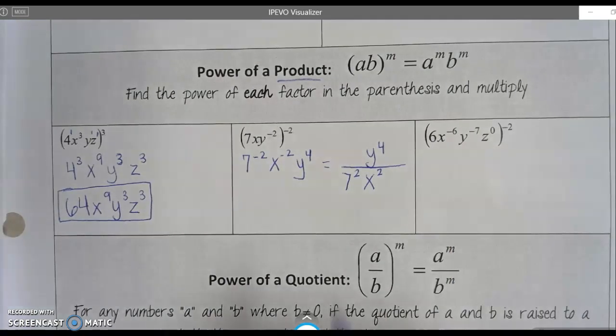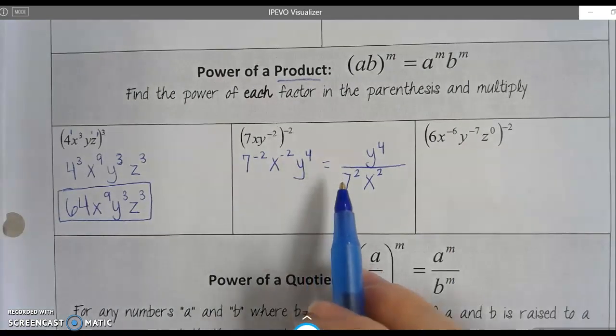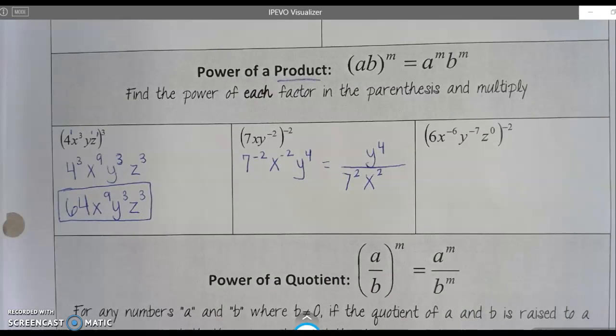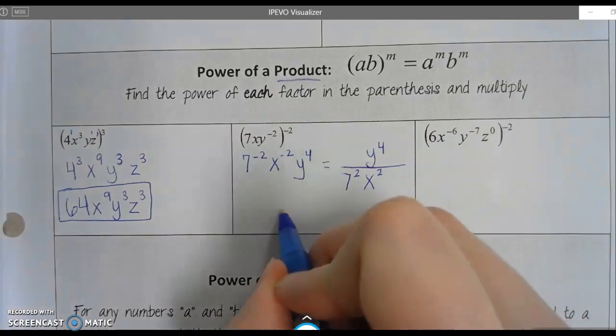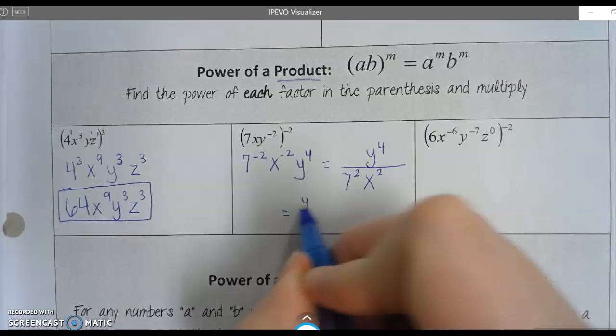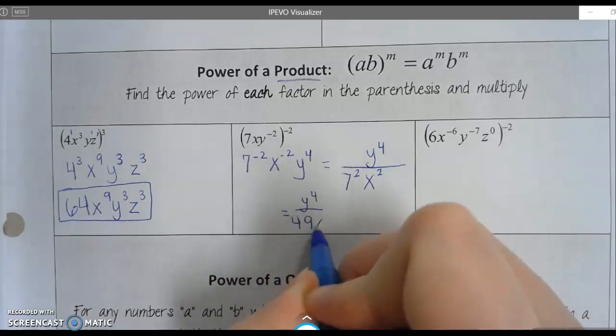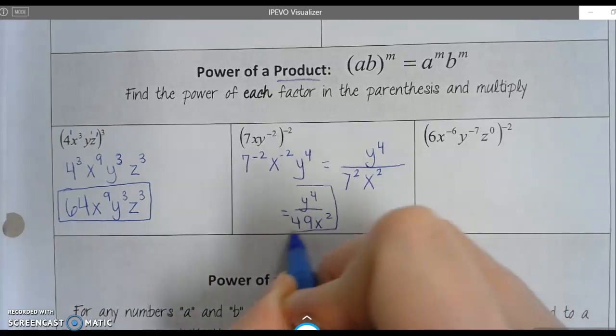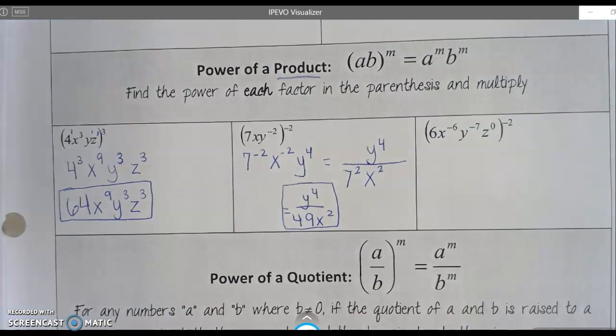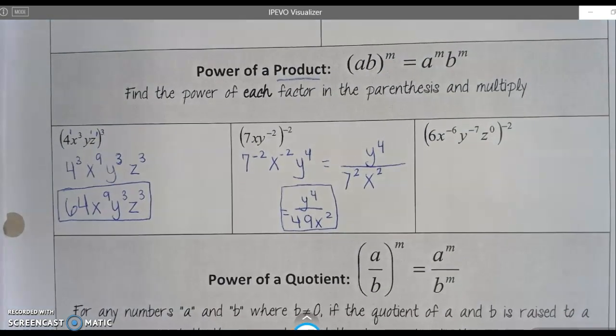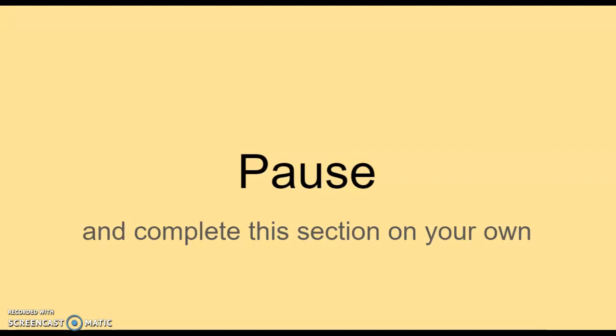We are almost done. The only thing we need to do is write that 7 squared is the same as 49. So our final answer is y to the 4th over 49x squared. Go ahead now and complete the rest of this section on your own with the last problem.